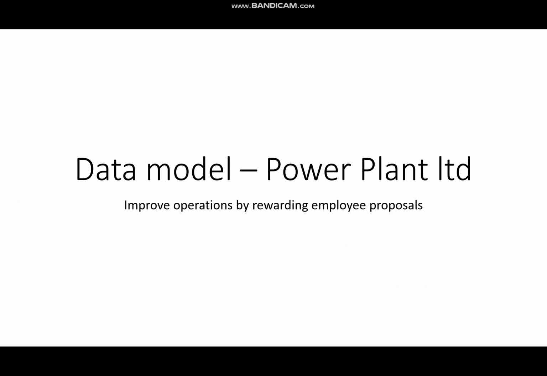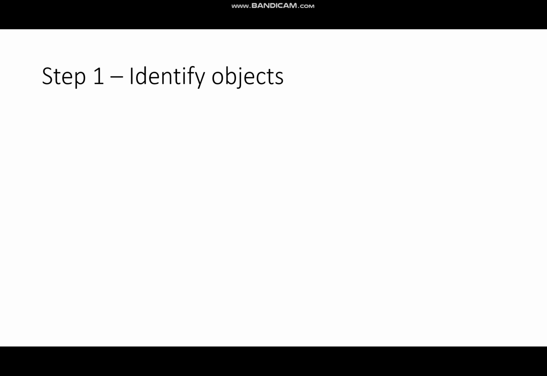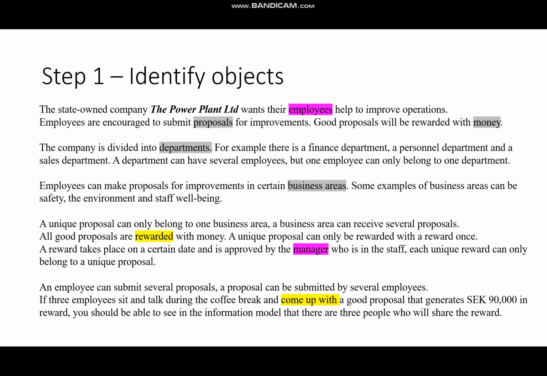So as before, I'll go through the different steps that I've taken in order to create the data model and then finally check to make sure that it fulfills the requirements of the task. Step one is to identify the different objects. I look to the business description to see if I can find any objects. I won't read through the business description. You can just pause the video if you want to do that.